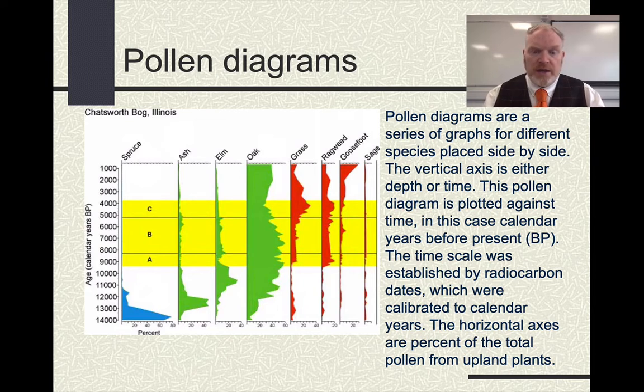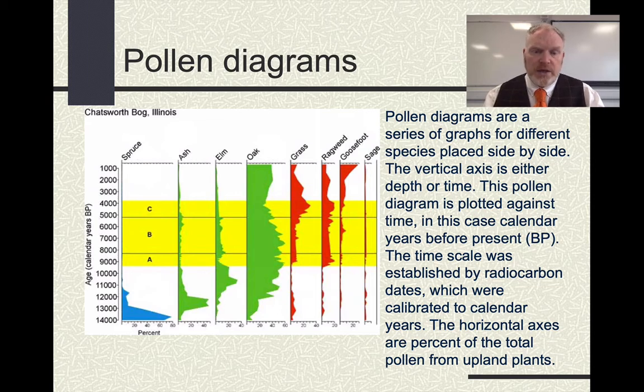A pollen diagram is a number of different graphs. There's a different graph for each species. That graph shows the percentage of the fossil assemblage that's made up of each species at each level. So, for example, at 13,500 years, we can see we'll have a number for the amount of spruce pollen, a number for the ash, a number for the elm, a number for the oak, plus the other herb pollens as well. Put all those together, and we can see the change in vegetation over time.